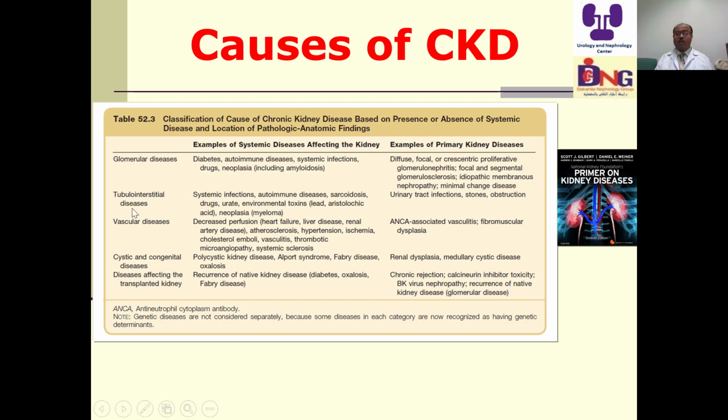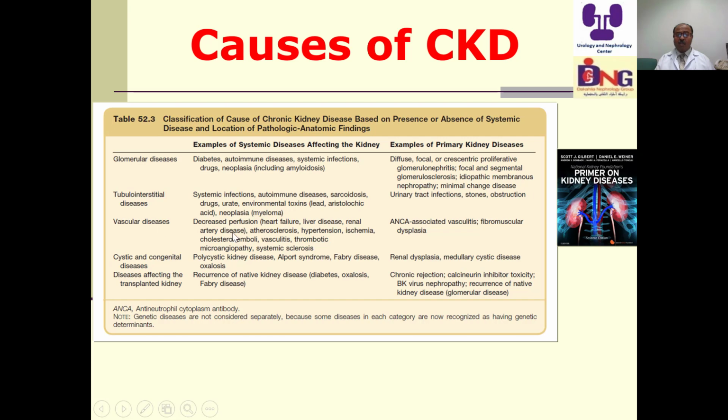abnormalities. Tubulointerstitial disease may be due to systemic causes like systemic infections, autoimmune diseases, sarcoidosis, drugs, urate, environmental toxins like heavy metals, neoplasms like myeloma, or primarily affecting the kidney like urinary tract infections, stones, obstructions.